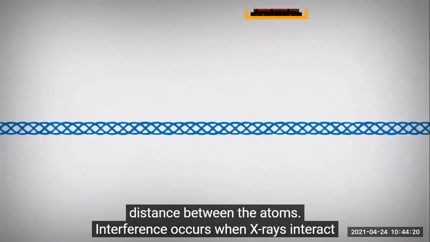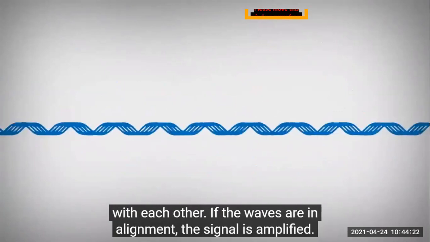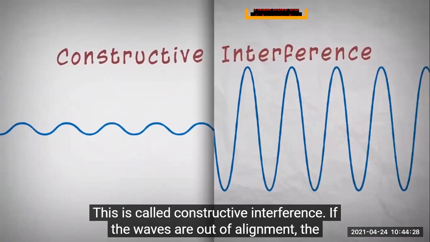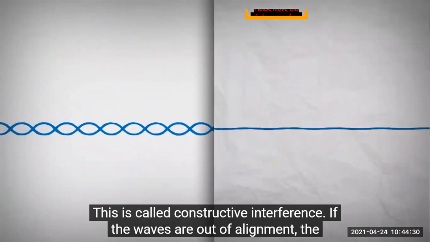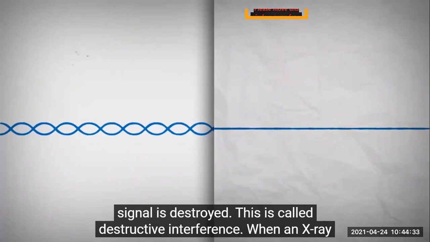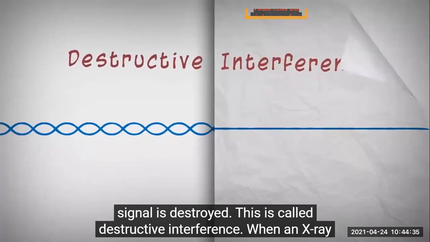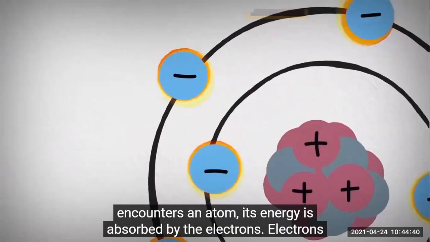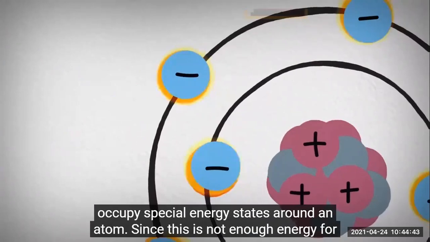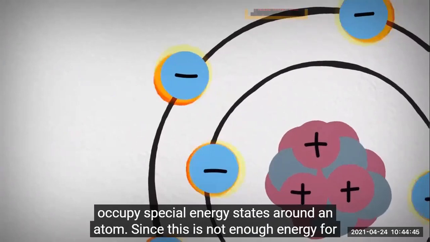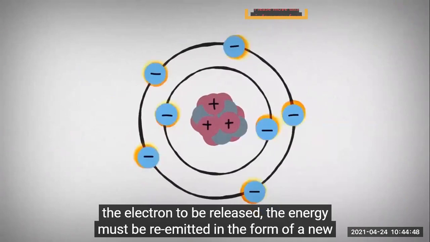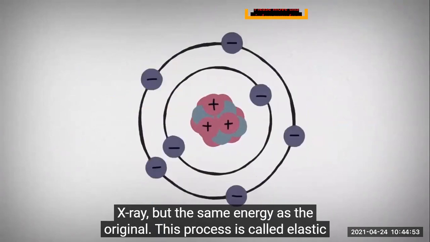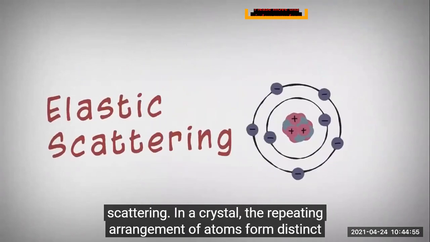Interference occurs when X-rays interact with each other. If the waves are in alignment, the signal is amplified. This is called constructive interference. If the waves are out of alignment, the signal is destroyed. This is called destructive interference. When an X-ray encounters an atom, its energy is absorbed by the electrons. Electrons occupy special energy states around an atom. Since this is not enough energy for the electron to be released, the energy must be re-emitted in the form of a new X-ray with the same energy as the original. This process is called elastic scattering.